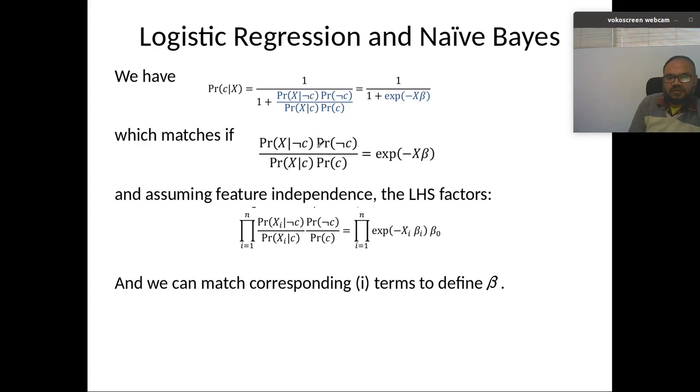Now we have this, which is equivalent to the logistic function 1 divided by 1 plus exponent minus x beta, which matches if this part is equal to this exponential term. If we assume feature independence, we can factorize the left hand side by taking the product of the individual probabilities. Also you can factorize the right hand side, and we can match the corresponding terms to define beta.